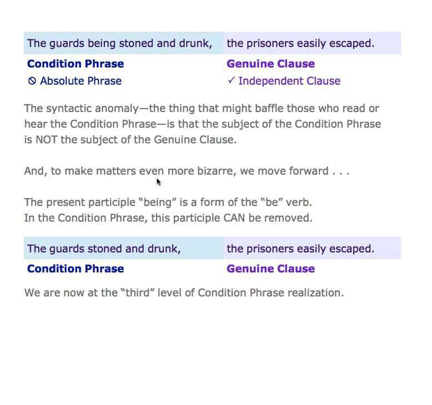And to make matters even more bizarre, we move forward. The present participle being, all right, is a form of the be verb. In the condition phrase, this participle can be removed. You can remove it, and you get this. You still have a condition phrase, all right? So now we are at the third level of condition phrase realization.